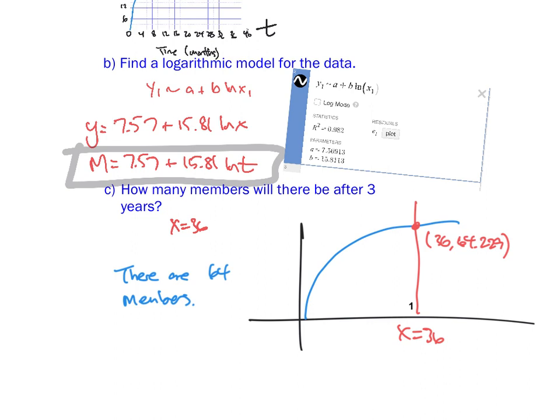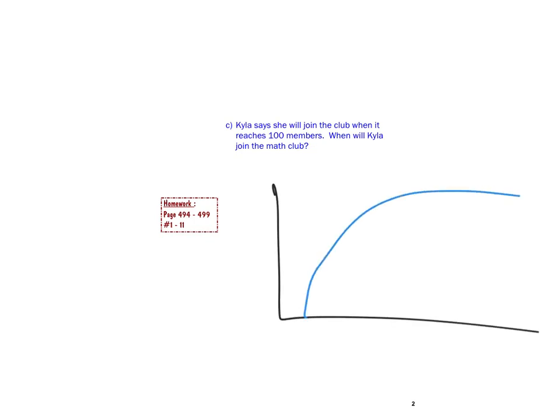Now, we got one extra part to this question. Kyla says she's going to join the club when it reaches 100 members. When will Kyla join the math club? It's the same old thing, except now we want to know when it is going to be at 100 for a y value. We want to know what the x value is going to be. We're going to go back to Desmos, and we're going to type in y equals 100 to help us answer that question.